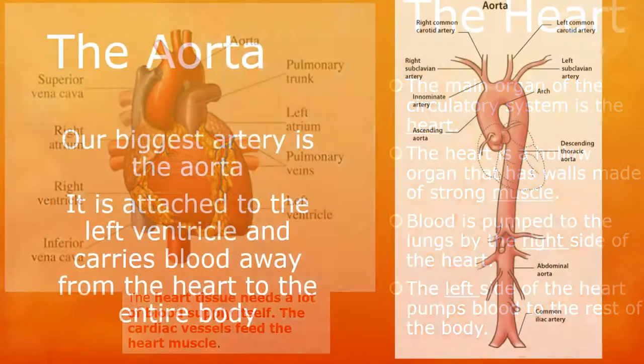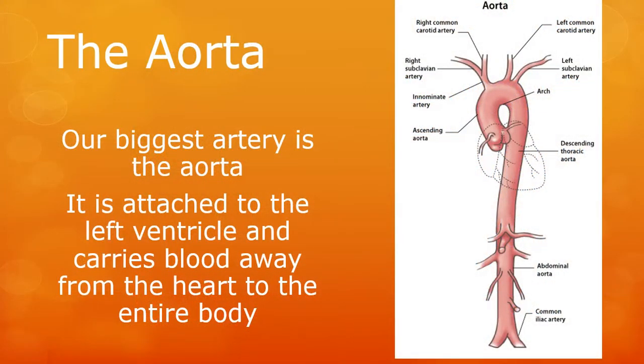Okay. Now, I want to talk about this main vessel leaving the left ventricle. Okay, so the blood starts in the right atrium. It gets pumped down to the right ventricle. It gets pumped over to the lungs. Then from the lungs, it comes to the left atrium, and then pumped down to the left ventricle, and then pumped out to the body through this amazing artery here called the aorta. It's the biggest artery in our body.